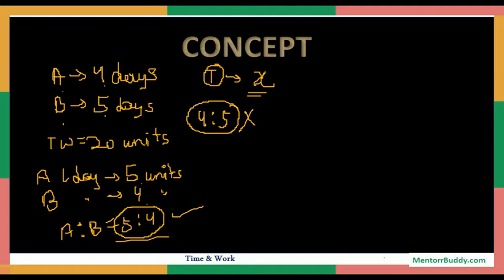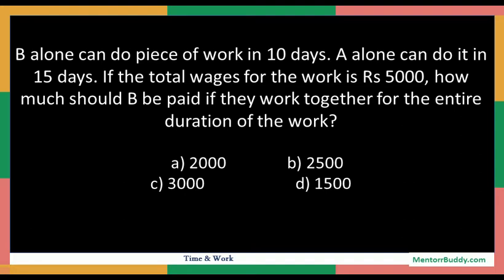Now the question says that B alone can do a piece of work in 10 days. Important values are important. B is finishing in 10 days and A alone can finish the same task in 15 days. So A is taking 15 days and B is taking 10 days. So if the total wages, that is the total amount, is 5,000 rupees, then how much amount is paid to B if they work together for the entire duration of time? And the listed options are 2,000, 2,500, 3,000 and 1,500.